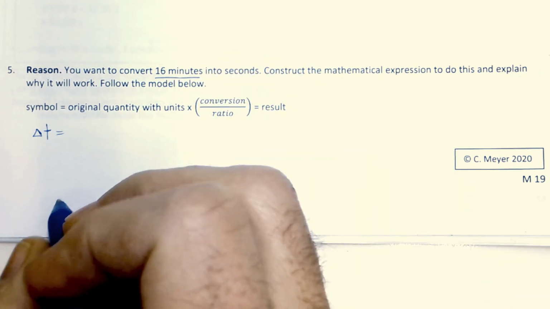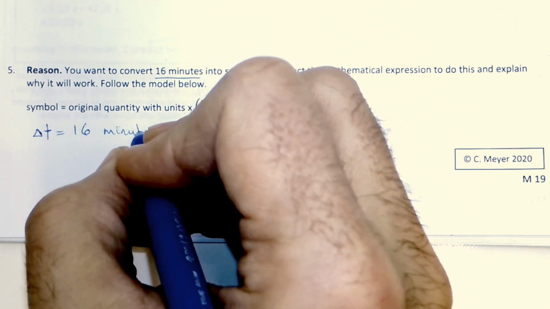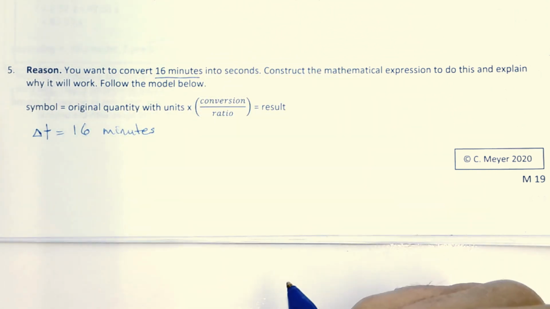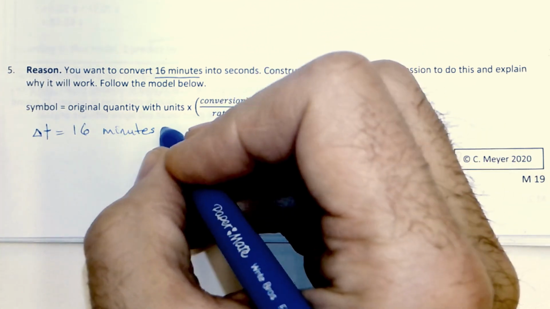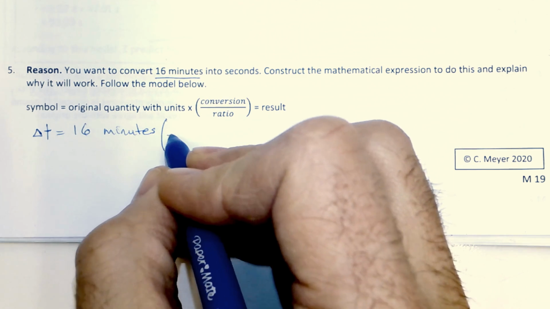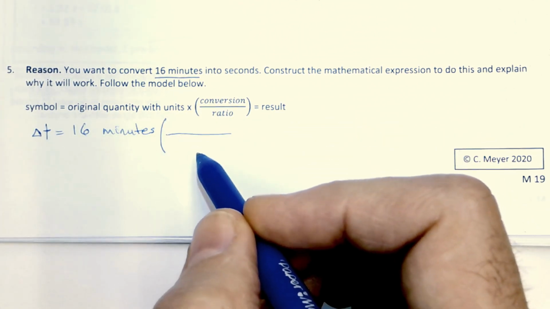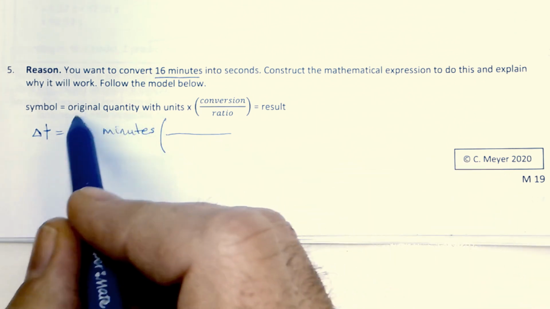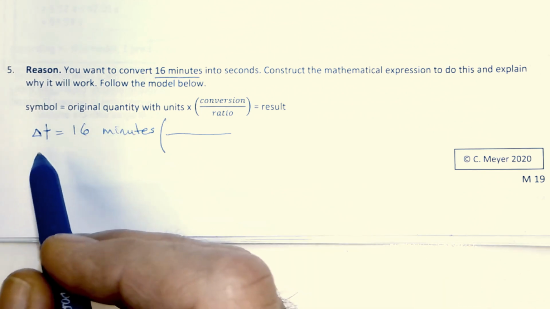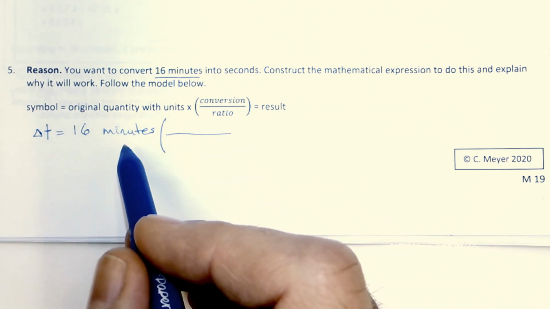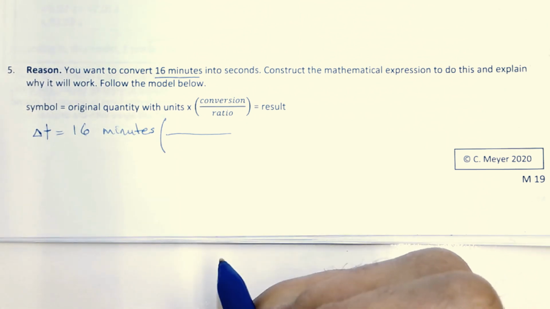We write the original quantity, including its units. So 16 minutes. Now we want to multiply this quantity by the conversion ratio. What's always special about our conversion ratios is that the ratio itself is always equal to 1. So when we take a quantity and we multiply it by 1, it doesn't change the actual amount of time. All it changes is the unit that's being used to describe that amount.